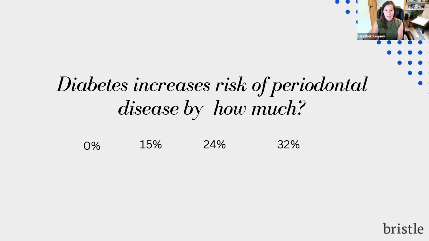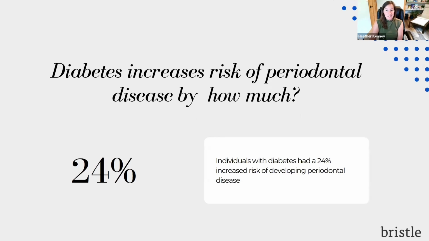You can drop your comment into the chat, but diabetes increases the risk of periodontal disease by how much? Any guesses? We have a 32, a 24. Any other guesses? Awesome. 24%. So diabetes increases our risk for periodontal disease by 24%. So that's significant.